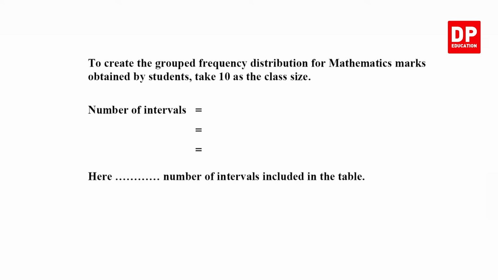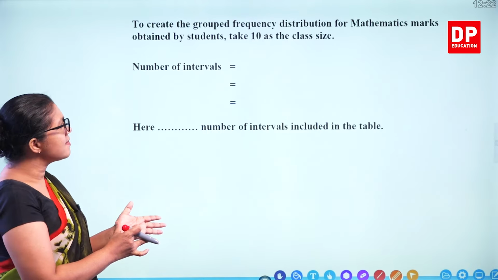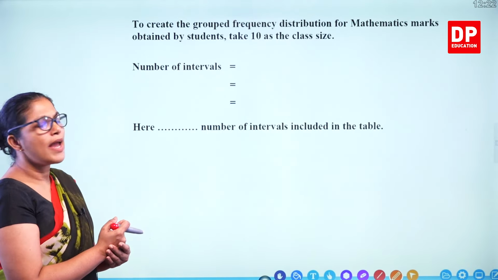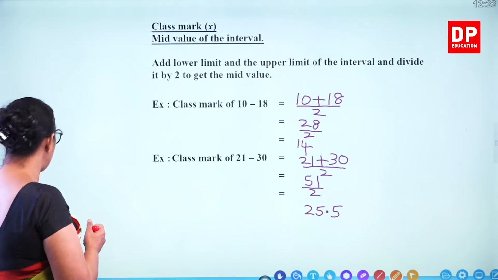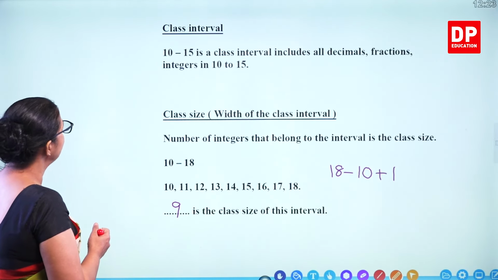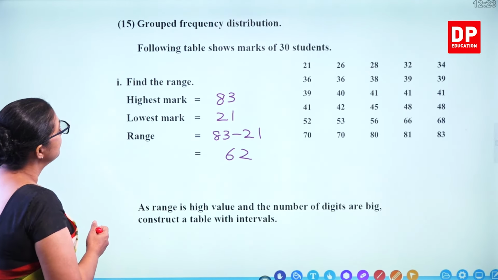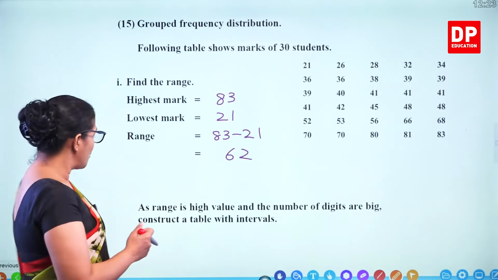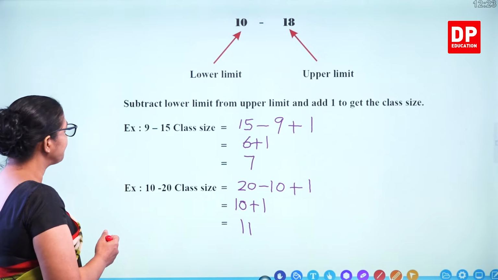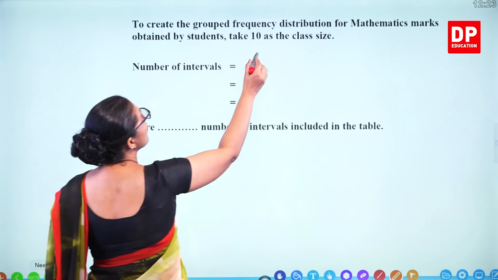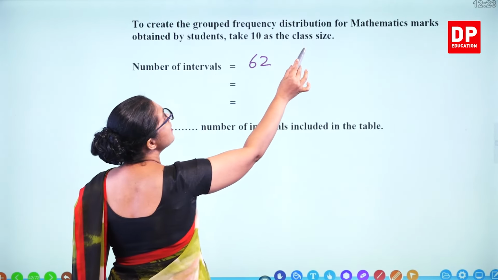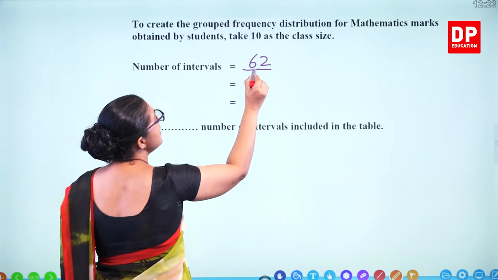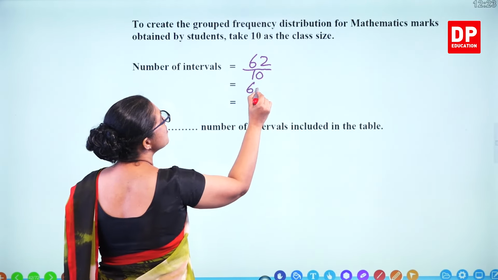To create the group frequency distribution for mathematics marks obtained by students, take 10 as the class size. So the size is 10. So how can we find the number of intervals? We found the range. What's the range we found for that data set? Range is 62. So we take the range and divide by how many? Divide by the class size. So we'll say that's 10, divide by 10. So you get roughly 6.2.